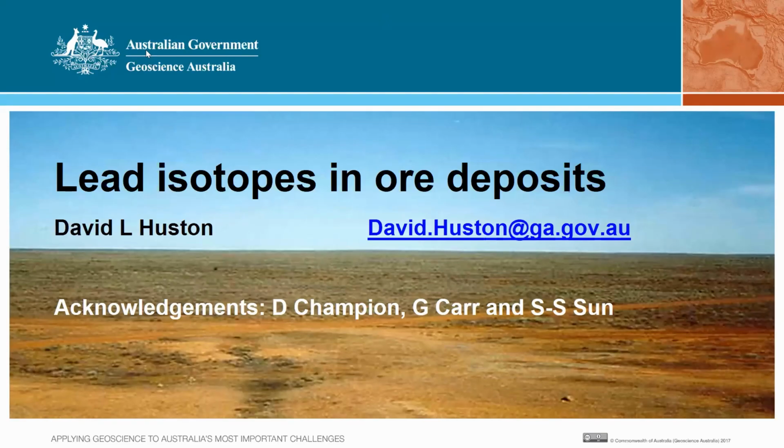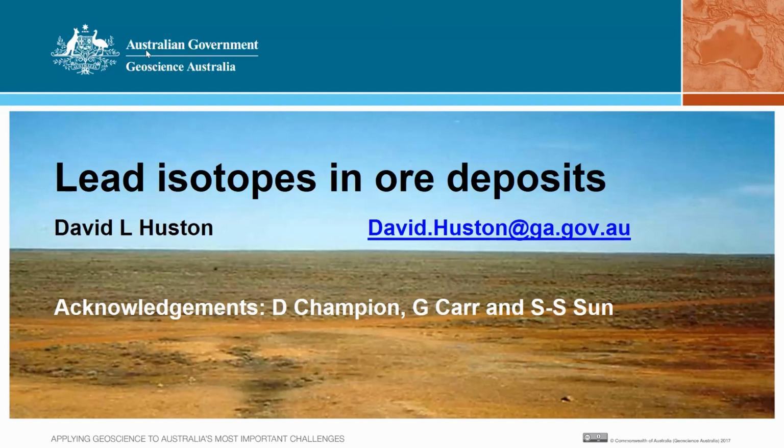So I'm going to talk about lead isotopes in ore deposits, and I'm actually going to look at it in a different way to most everybody else. I'm going to look at distribution in terms of 2D space, because we actually see some interesting patterns when we look at lead isotopes and contour them out over two-dimensional space.